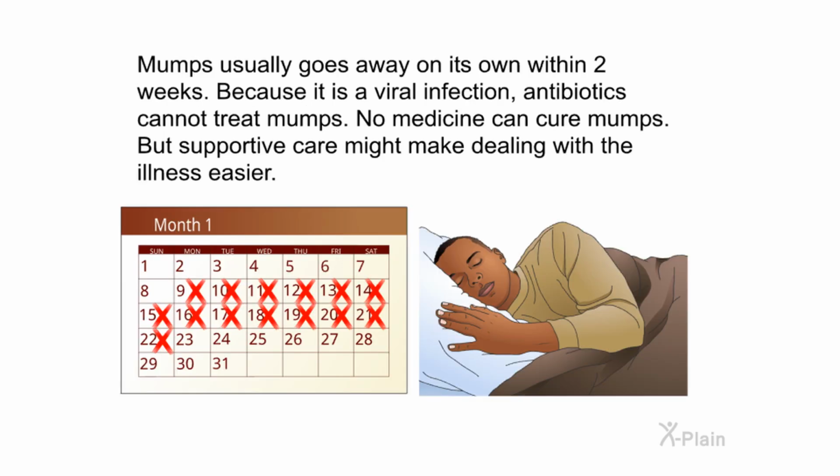Mumps usually goes away on its own within 2 weeks. Because it is a viral infection, antibiotics cannot treat mumps. No medicine can cure mumps, but supportive care might make dealing with the illness easier.